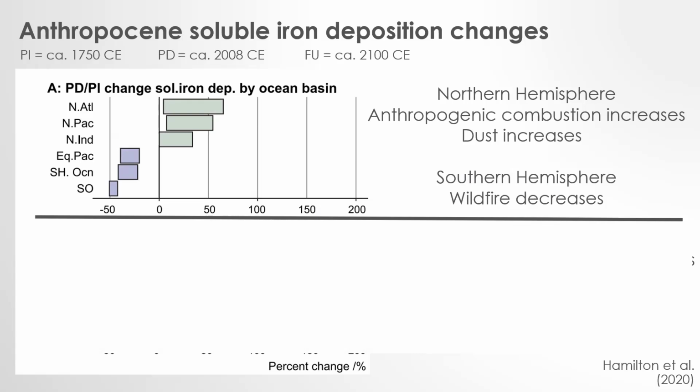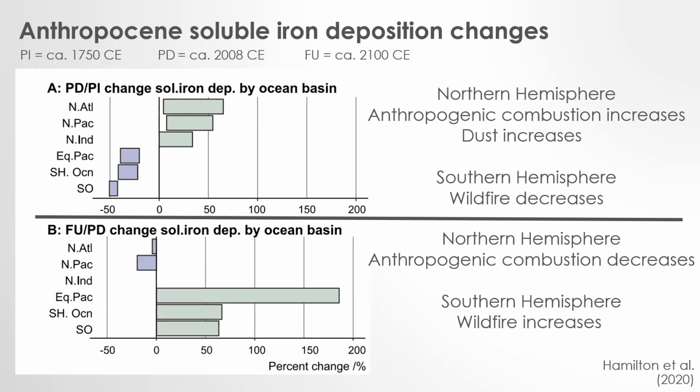But in the southern hemisphere, where we have less dust and less industrial activity, we're actually getting a lot less iron predicted to be deposited to the Southern Ocean in particular. And that matters because that whole region is iron limited and a lot of where the CO2 export is actually happening. So we can also think about the question for the future as well, and what will happen in the future.